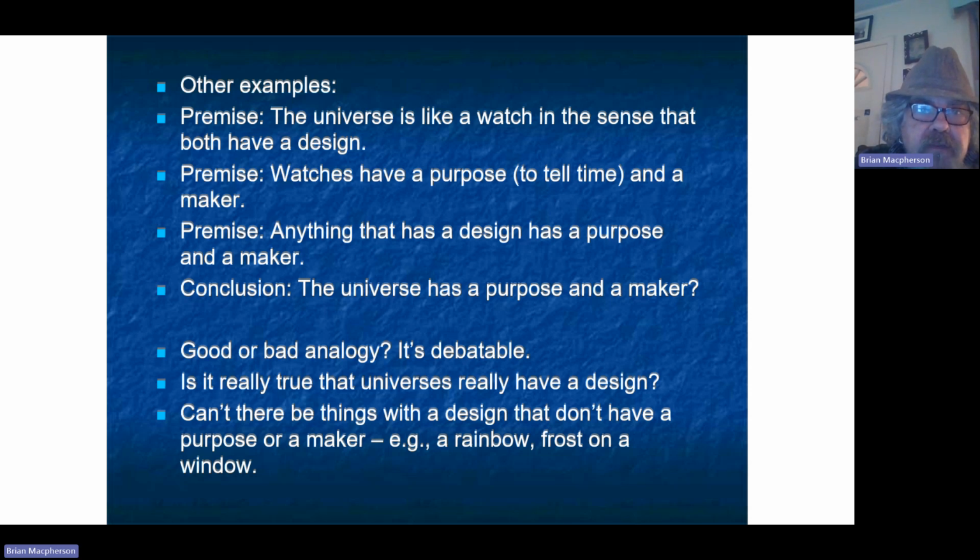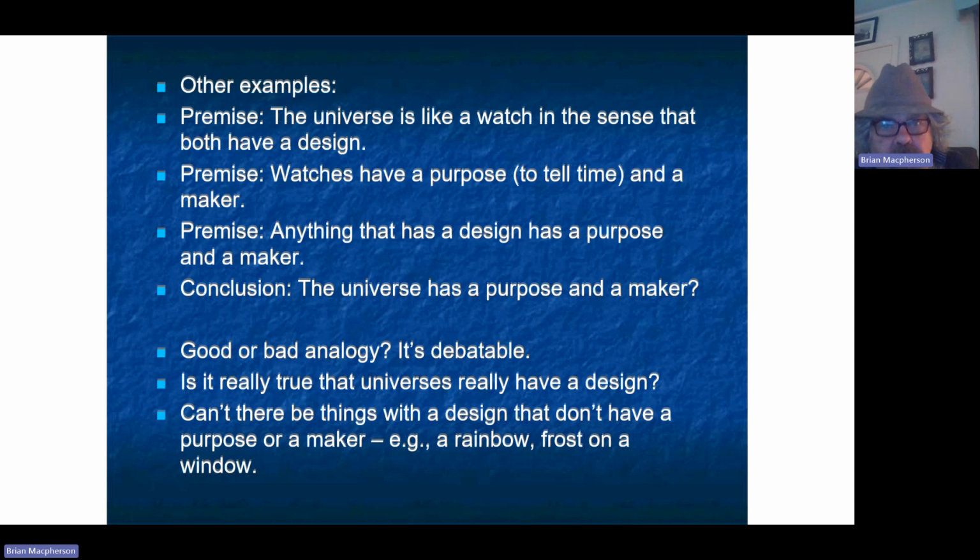This is the philosophy of religion example, the so-called teleological proof for God's existence, the design argument. Premise 1: the universe is like a watch in the sense that both have a design. Premise 2: watches have a purpose and therefore a maker. Premise 3: anything that has a design has a purpose. Conclusion: the universe has a purpose and a maker. What do you think? Well, it's debatable whether it's a good or bad analogy. It's regarded as one of the strongest arguments for the existence of God, whatever kind of God you believe in. It's regarded as a fairly strong argument.